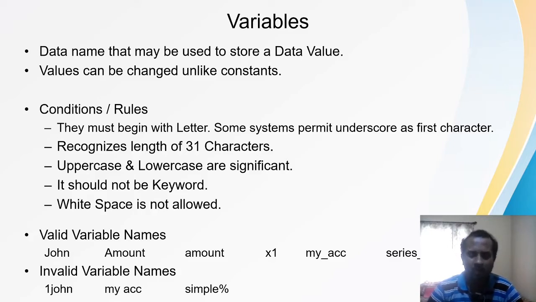I have listed some of the valid variable names, for example, John, amount, x1, my_account, that is my account, series1_1. So your variable name can contain letters, underscore or digits, but a variable name cannot start with a number. Similar to the identifier, you can start with letters. In certain systems it will also permit an underscore. As I already mentioned, uppercase and lowercase are important and they are different. For example, if I write capital A Amount and small letter amount, they are completely different variables.